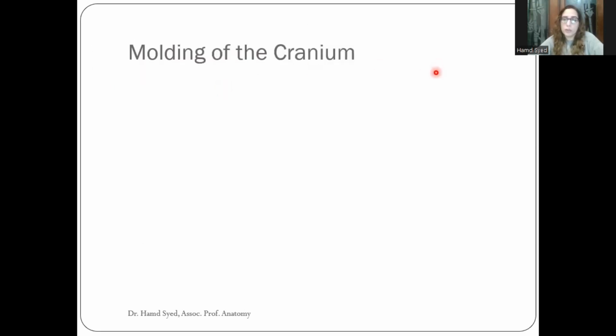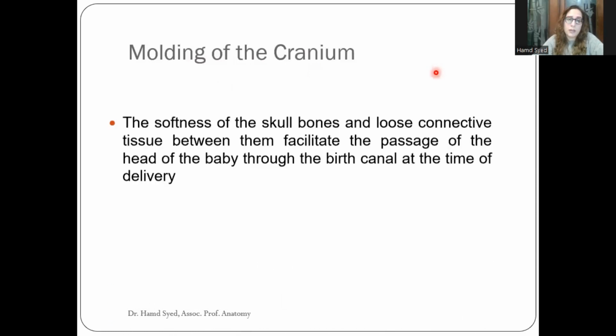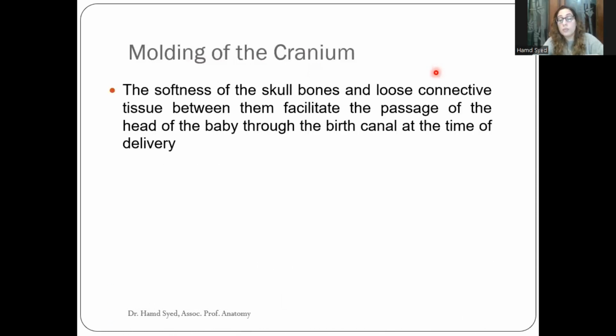What is molding of the cranium? Now, molding is an interesting process which takes place during the passage of the baby through the birth canal of the mother at the time of parturition.